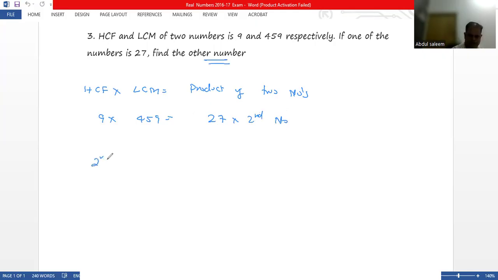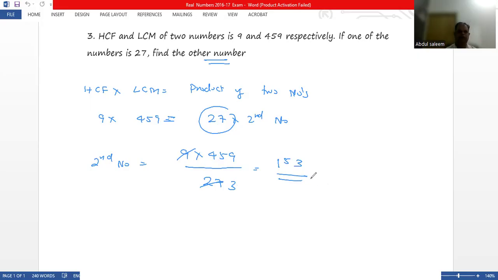So second number equals, if you transfer the 27 to the other side it becomes division, 9 into 459 divided by 27. It can cancel with 3. If you divide with 3, 27 becomes 9, 459 becomes 153, and 9 becomes 3. So the second number is 153. So the third question is over.